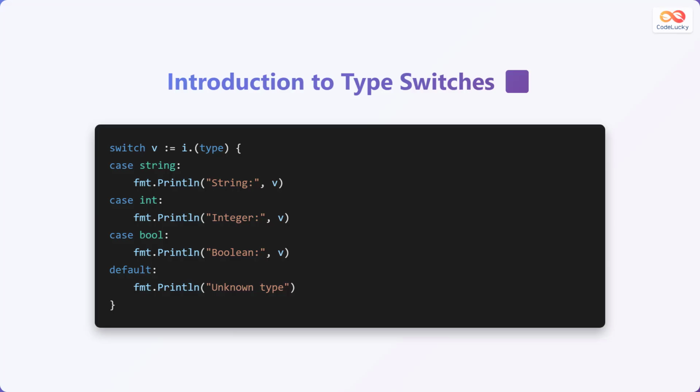If it's a string, it prints string, followed by the string value. If it's an int, it prints integer, followed by the integer value. If it's a bool, it prints boolean, followed by the boolean value. If it's none of the above, the default case is executed, printing unknown type.